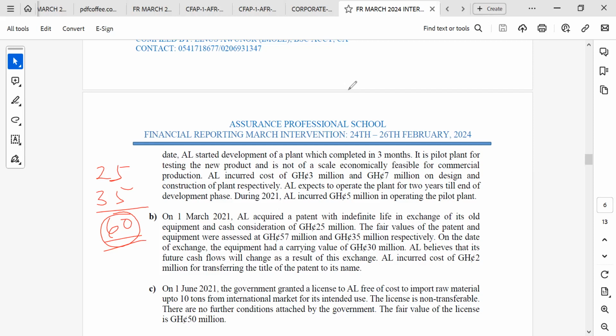AL incurred a cost of 2 million for transferring the title of the patent to its name. So it means that the patent is in the name of the original owner. You can't start using it. What do you have to do? You have to do a change of name. You can't use the patent with the person's name on it, isn't it? So before you can use the patent, you have to do the change of name. So this particular cost will also be capitalized.